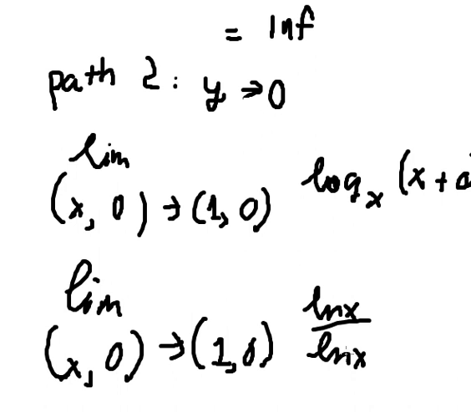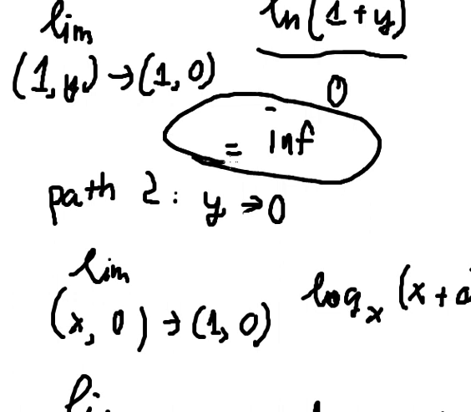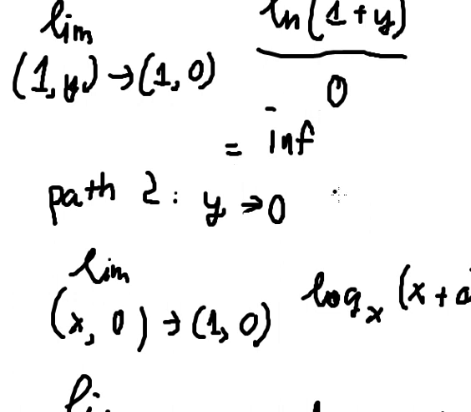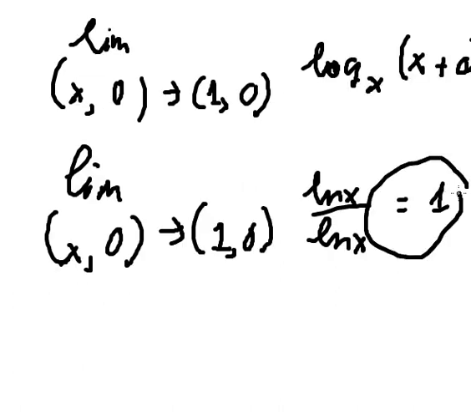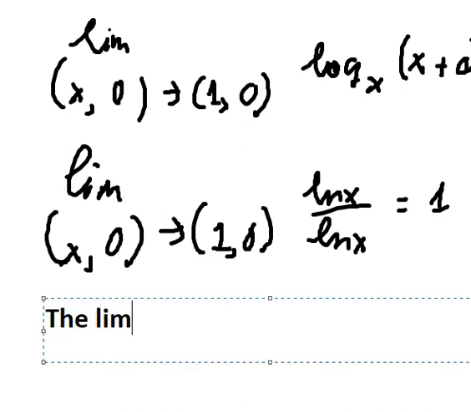So f(y) divided by f(y), you have number 1. So we can see that part number 1, that is about infinity. Part number 2, that is about number 1. So we can say the limit does not exist.